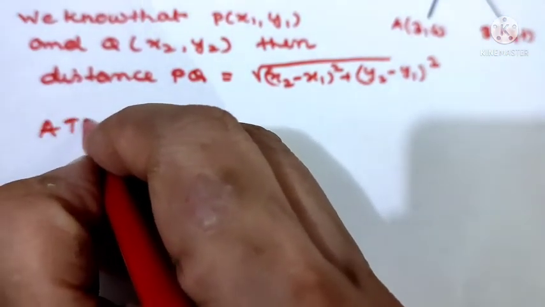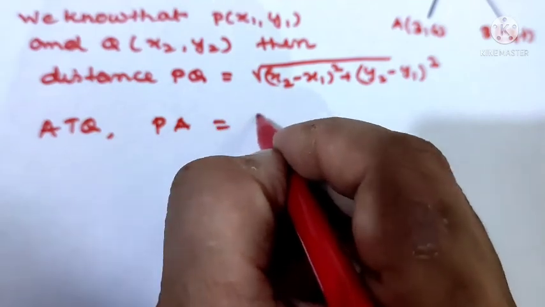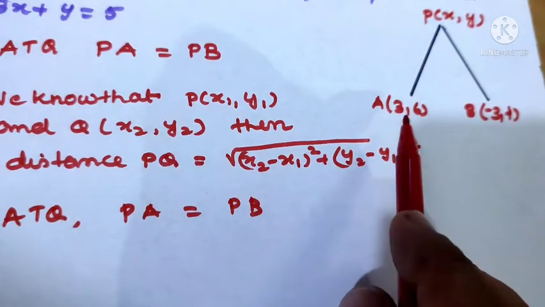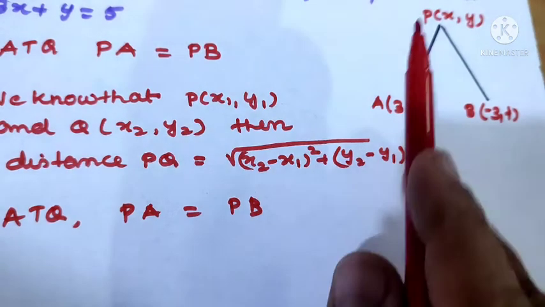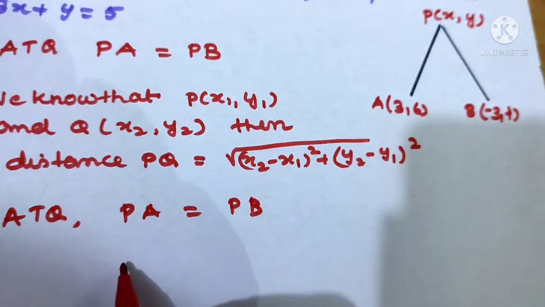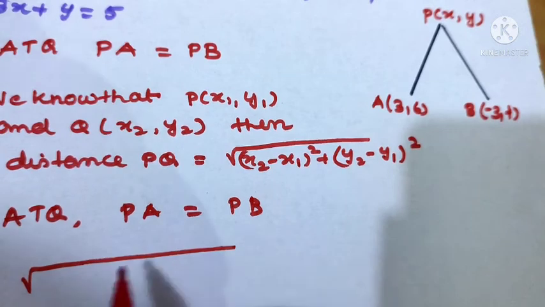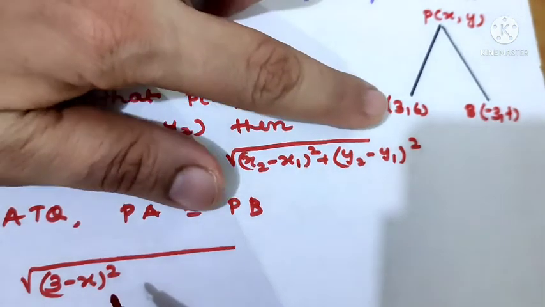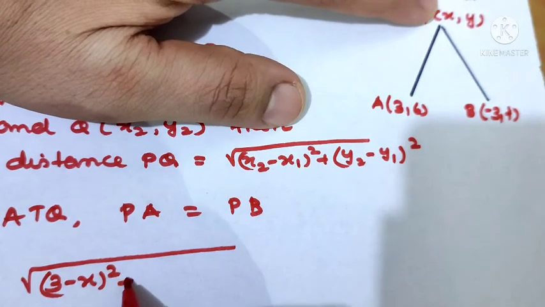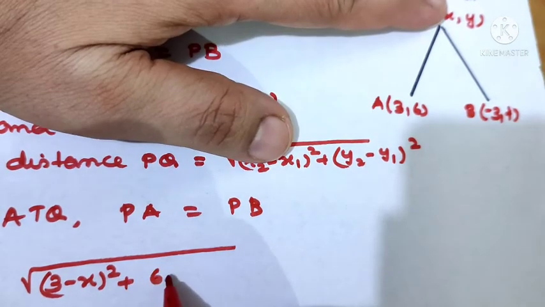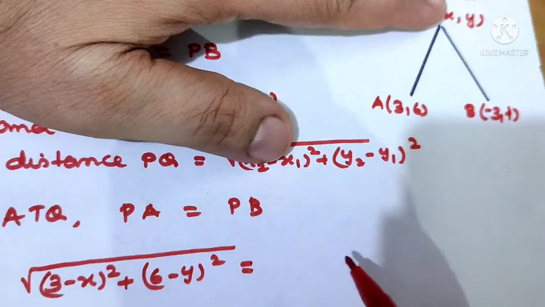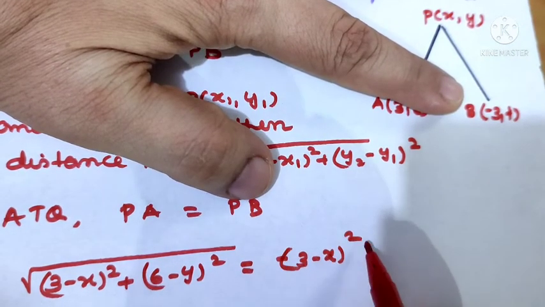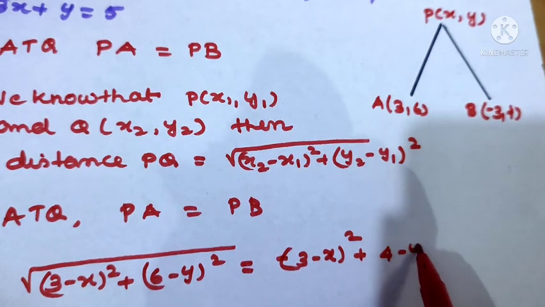So according to the question, PA equal to PB. So we have shown in the diagram what PA and PB are. That means (3, 6) and (x, y). So I'll write here: root of (3 minus x) whole square plus (6 minus y) whole square, x2 minus x1 plus y2 minus y1, equal to PB, means (minus 3 minus x) whole square plus (4 minus y) whole square.